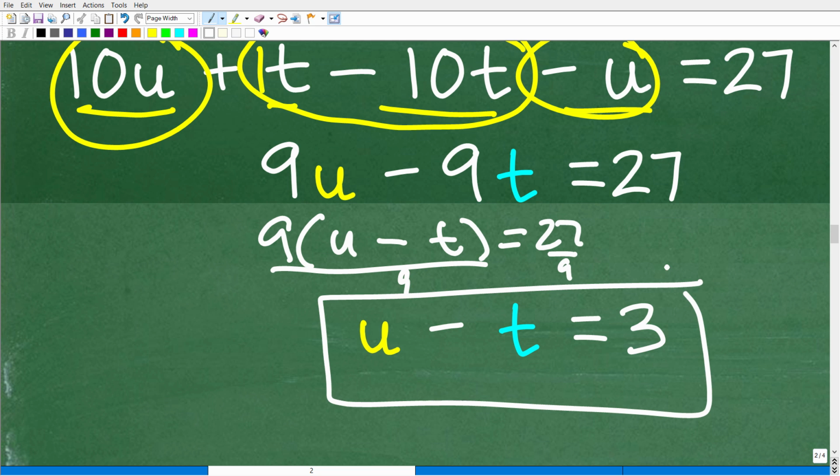Either way, you're going to end up with u minus t is equal to 3. Okay, so a lot of work to get down to this point, but this is a nice simple equation, okay?